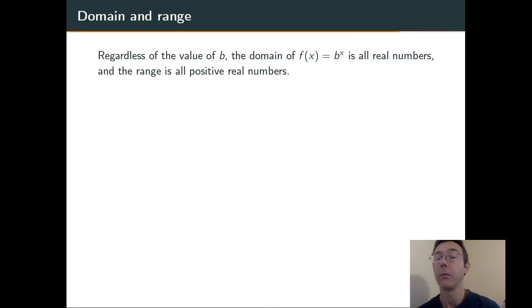The domain of any exponential function is going to be all real numbers. No matter what b is, we can plug in any number we like for x and get a value back. The range is going to be all positive numbers. B is positive, so no matter what exponent I use, I'm going to get a positive number back.